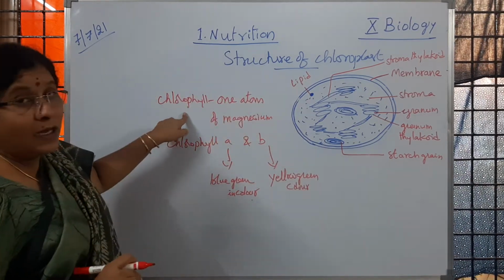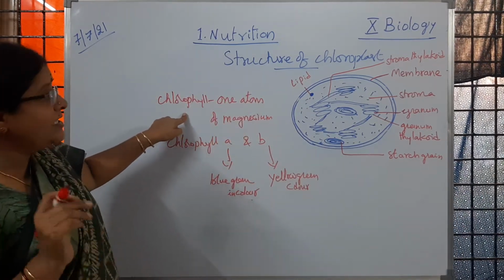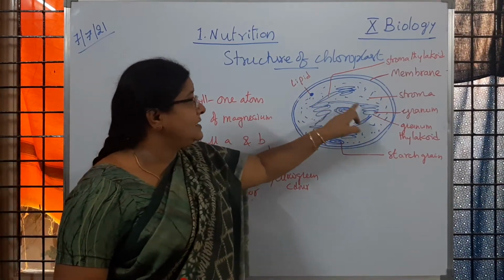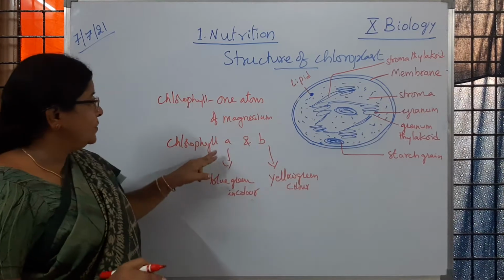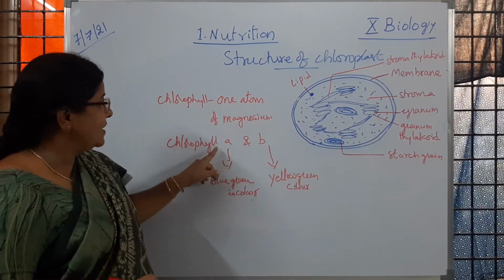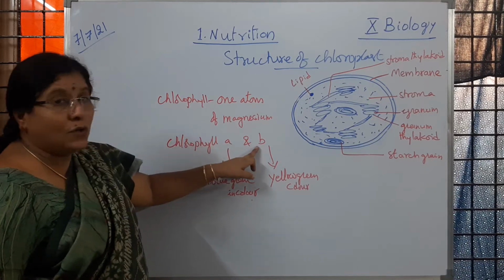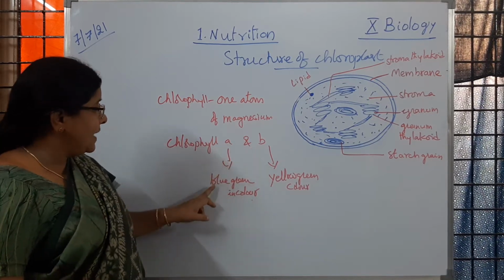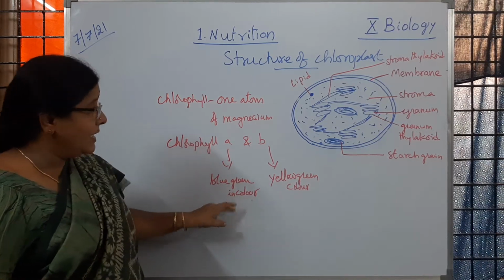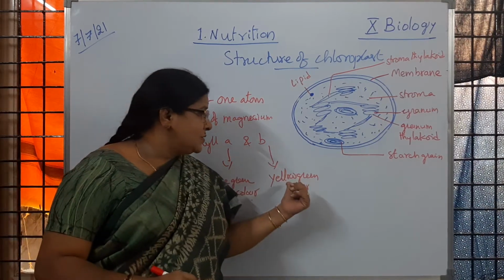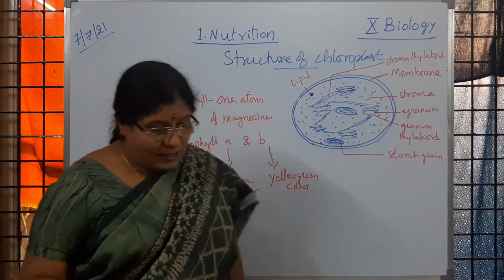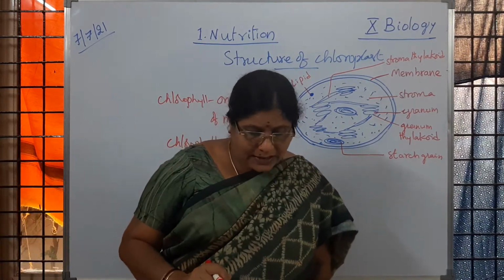So chlorophyll pigment is present on or associated with the thylakoid membranes, and it is of two types. Many other types are also there. Here the important ones are chlorophyll A and chlorophyll B. Chlorophyll A is associated with blue-green color, and chlorophyll B is in yellow or yellow-green color. Is it clear to you?